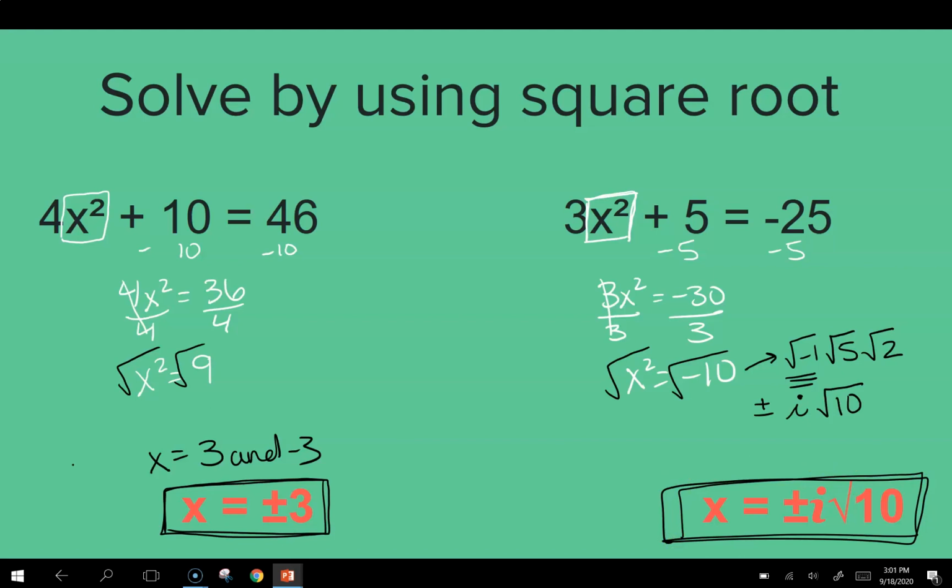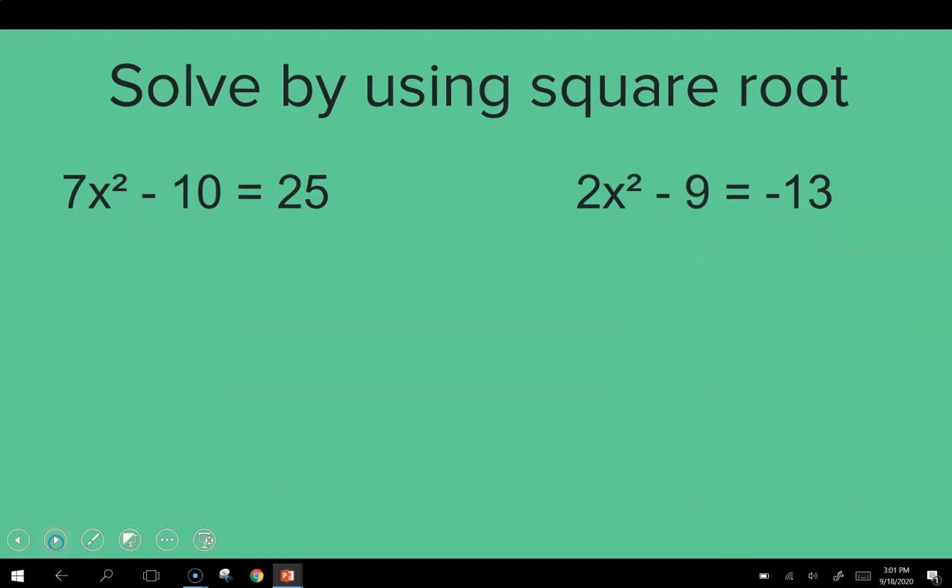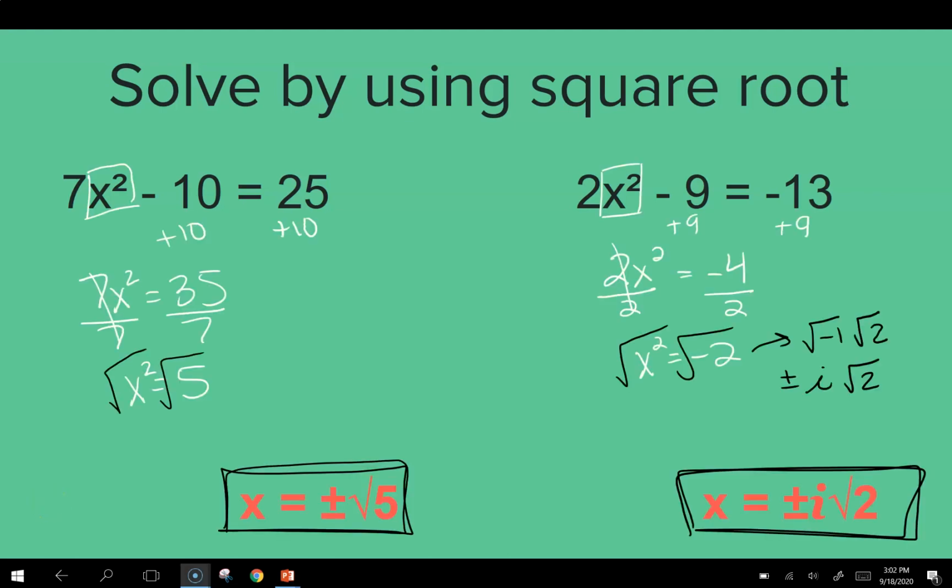We got 2 more. I would like to pause, actually. I'm going to show them to you. I would like you to please pause the video, and I want you to try these on your own and then push play and see if your answer matches mine. So go ahead and push pause. All right, check your answers with mine. For the first one, you should have gotten positive and negative square root of 5. And for the second one, you should have gotten positive and negative i times the square root of 2. All of these answers will have a positive and a negative in them.